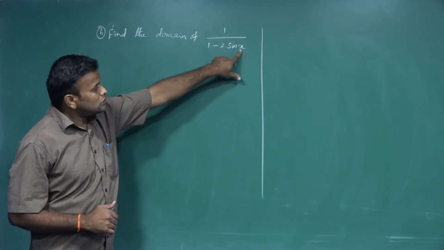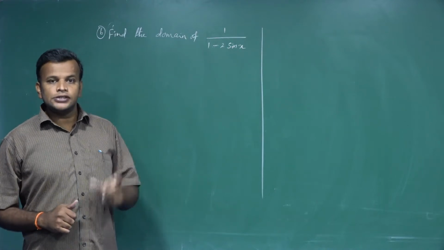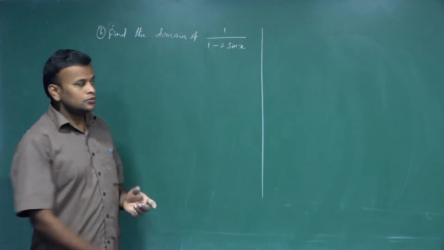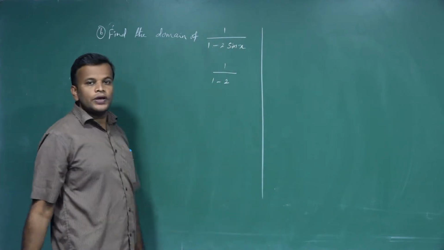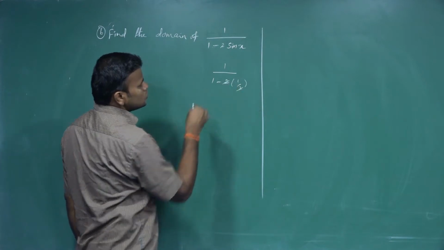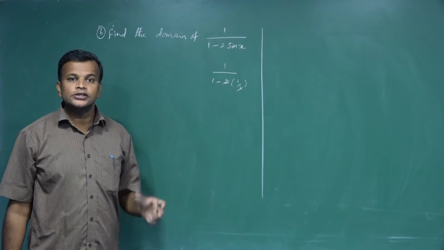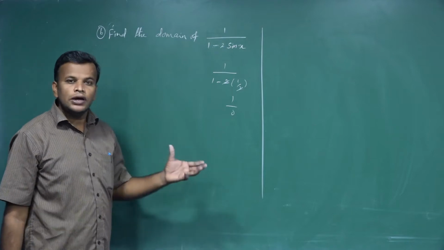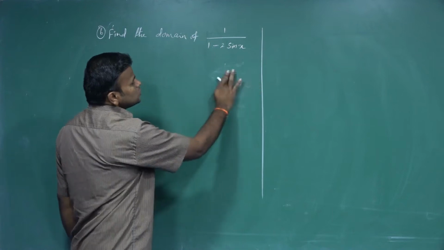Suppose I replace x with 30 degrees, whose radian value is pi by 6. What is the value of sin 30? The value is 1 by 2. So 1 divided by 1 minus 2 times 1 by 2; the 2s cancel. What is the value of the denominator? 1 minus 1 is 0. So 1 by 0 is not defined. So x equal to pi by 6 is impossible.